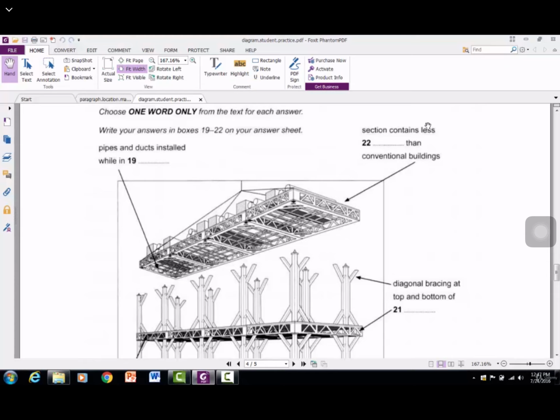All right, for number 22, I have to find language that means less. That's probably what I'm going to focus on more than anything else, the word less and the words conventional building. Because the word less should be easy to find, it's probably going to be using synonyms in the passage. And that's the trick to finding the sentence the answer comes from. It's not about reading so much and taking on so much. You have to focus on finding the right sentence.